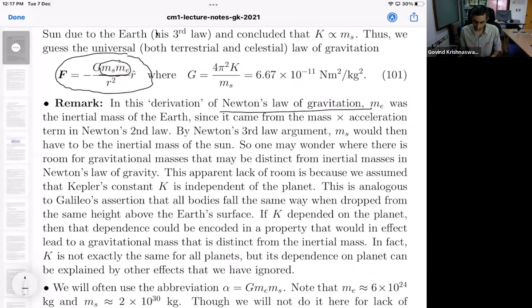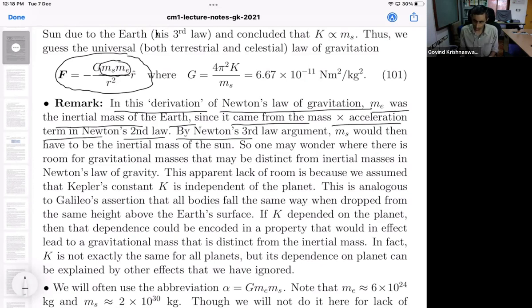So let me just read what I had written in the notes. It's also mentioned in the caption to the video from last lecture. So in this derivation of Newton's law of gravitation, m_e was the inertial mass of the Earth, since it came from the mass times acceleration term in Newton's second law.